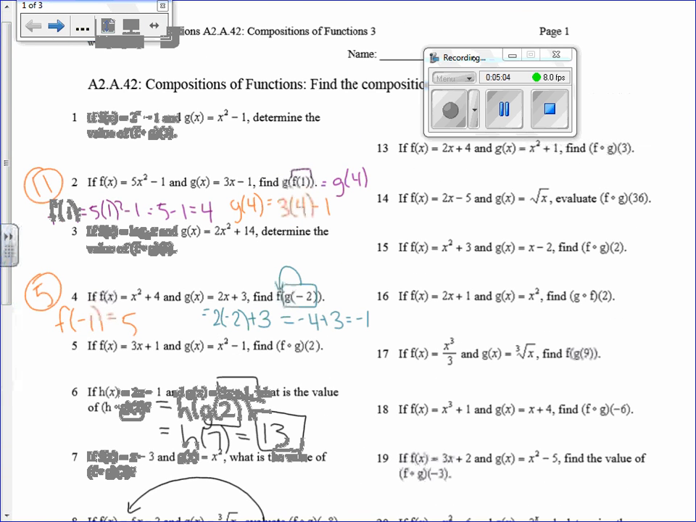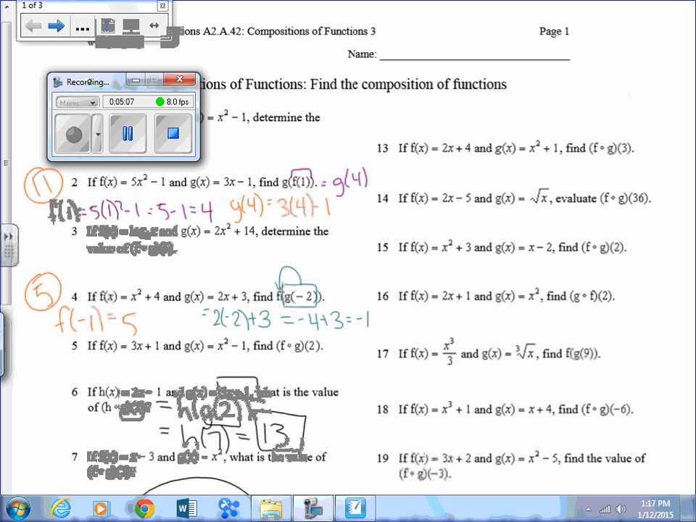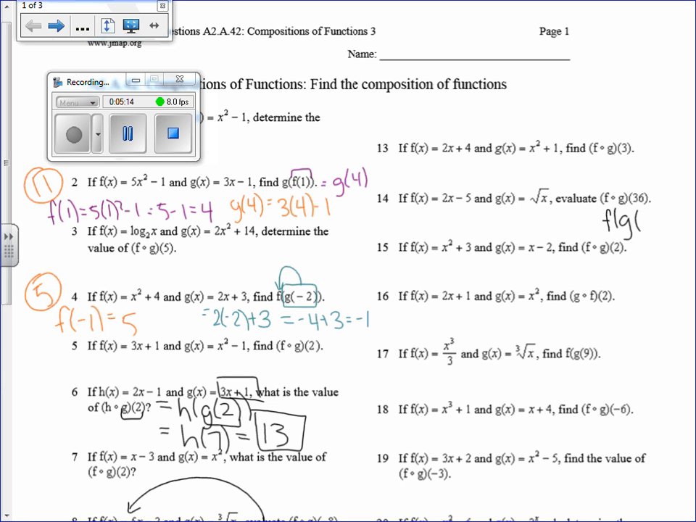Number 14 has the circle notation, but again, inside out, this is the same thing as f of g of 36. So I need to figure out g of 36 and put that in the f. Well, g of 36 is the square root of 36, which is 6. So 6 is what I'm going to put in the f. And when I do that, 2 times 6 is 12. 12 minus 5 is 7. So your final answer is 7.